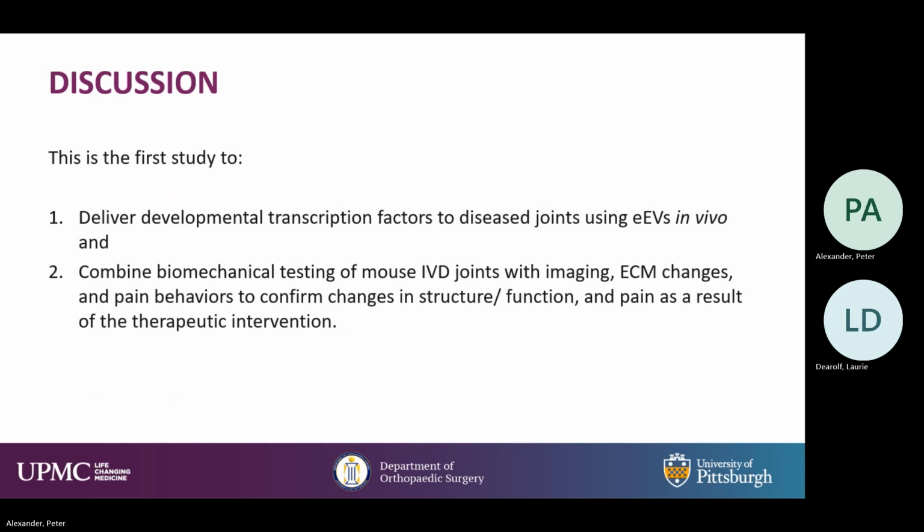They do tout their work. Why does this matter? This is the first study to deliver developmental transcription factors to a diseased joint using EVs in vivo. And they combine the biomechanical testing of IDD joints with imaging, ECM changes, and pain behaviors to confirm that this matters in a functional way for the animal. And it could then serve as a therapeutic intervention.